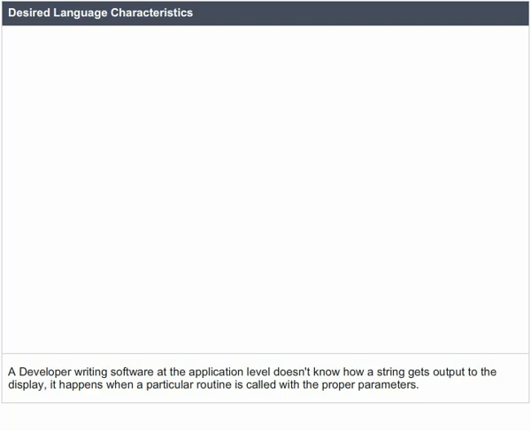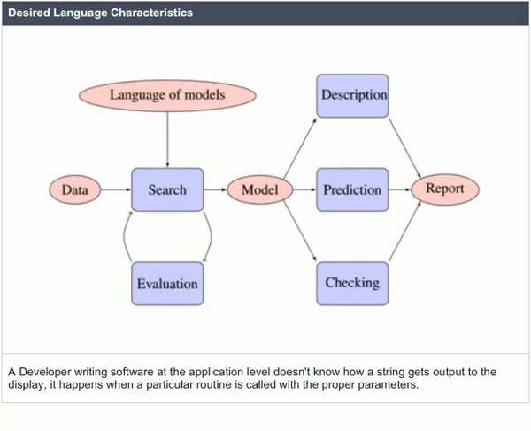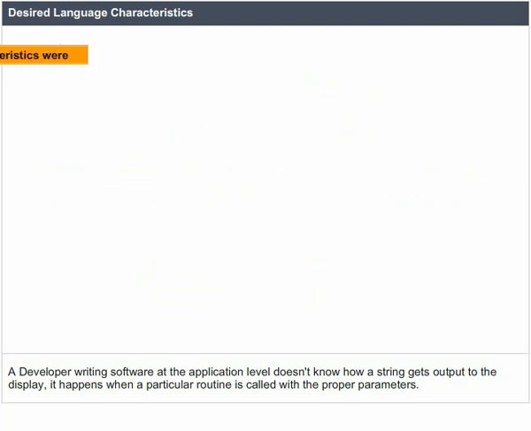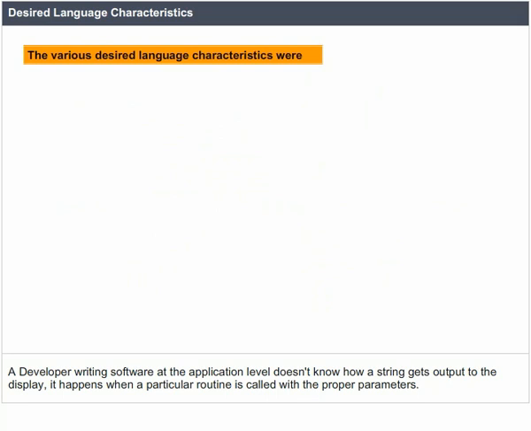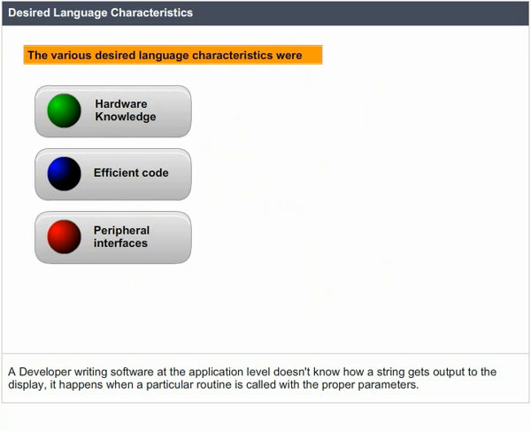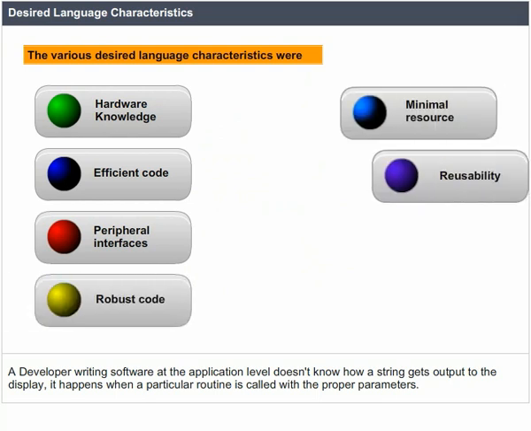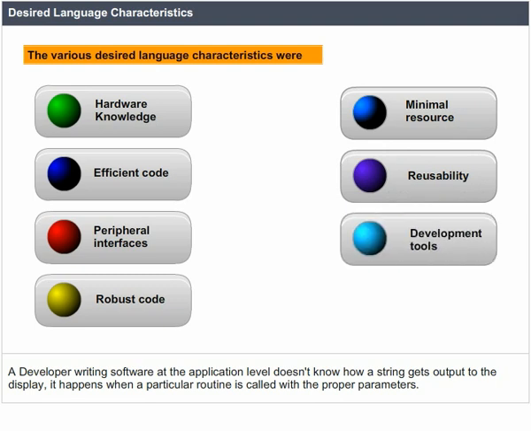Desired language characteristics. A developer writing software at the application level doesn't know how a string gets output to the display. It happens when a particular routine is called with the proper parameters. The various desired language characteristics were hardware knowledge, efficient code, peripheral interfaces, robust code, minimal resources, reusability, development tools.